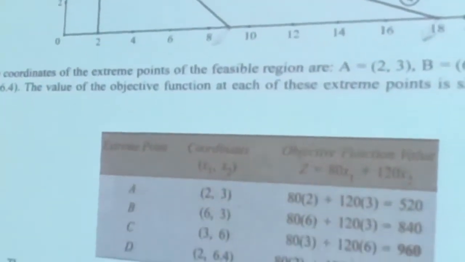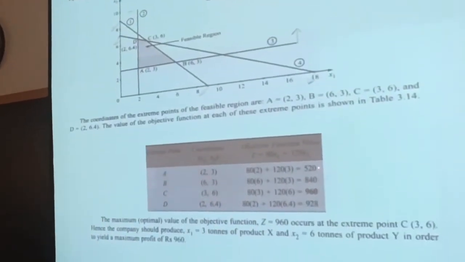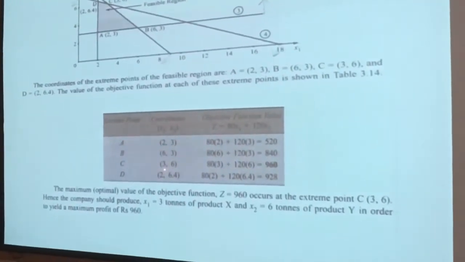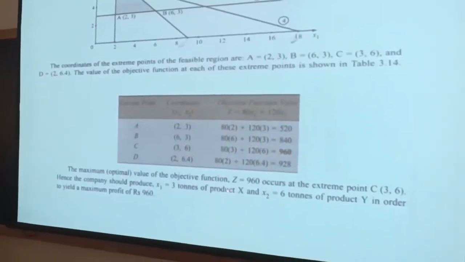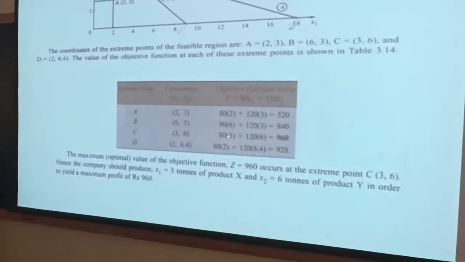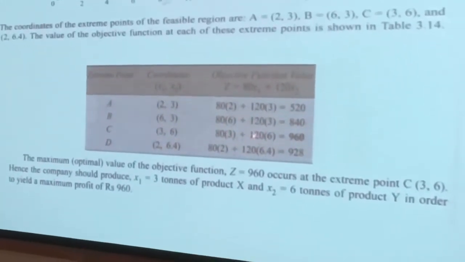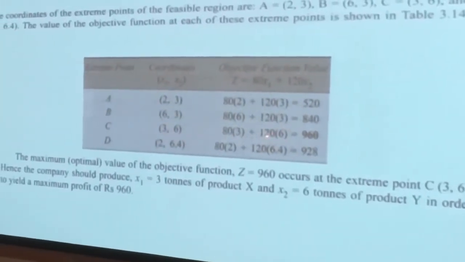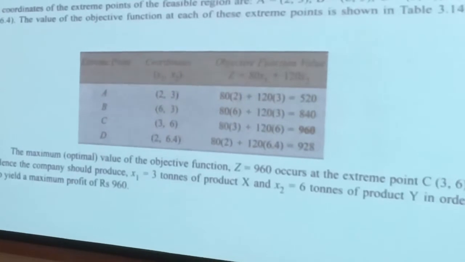And then when we get the coordinates of the feasible space, corner points of the feasible space, substitute in the relevant equation, then we find that maximum value of z is 960. That is when x1 is 3 and x2 is 6. That's what: x1 is 3 tons of product X and x2 is 6 tons of product Y, to make a profit of how much? 960. How do we get 960? 80 into 3 is 240 plus 120 into 6. Okay, 120 into 6 is 720 plus 240. That is total 960.